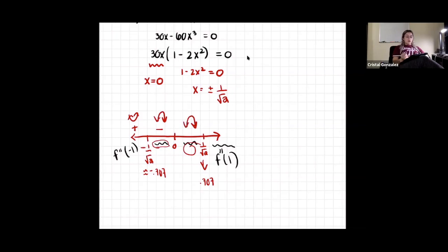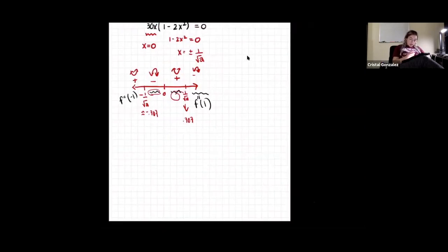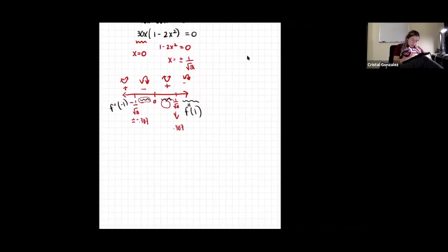Here another concave downward, and then here you should have gotten concave upward. And then here concave downward. So this tells us that our intervals of concave up are from negative infinity to negative 1 over root 2.